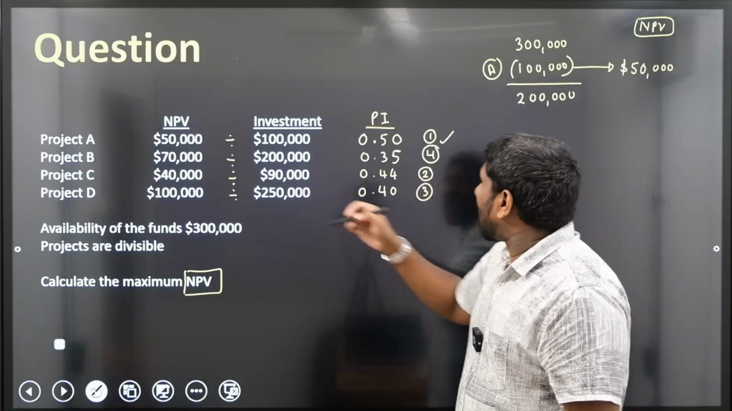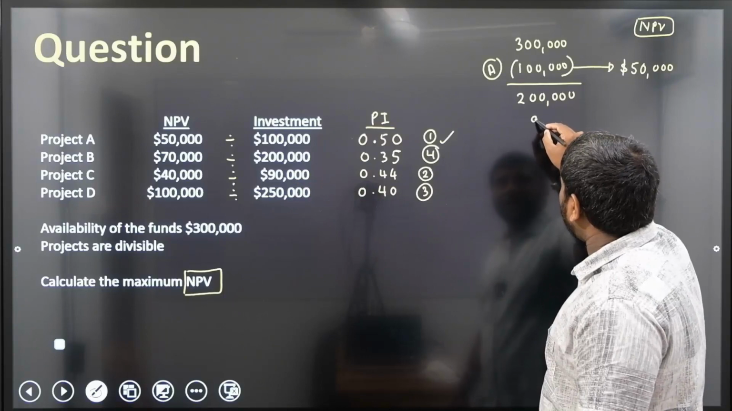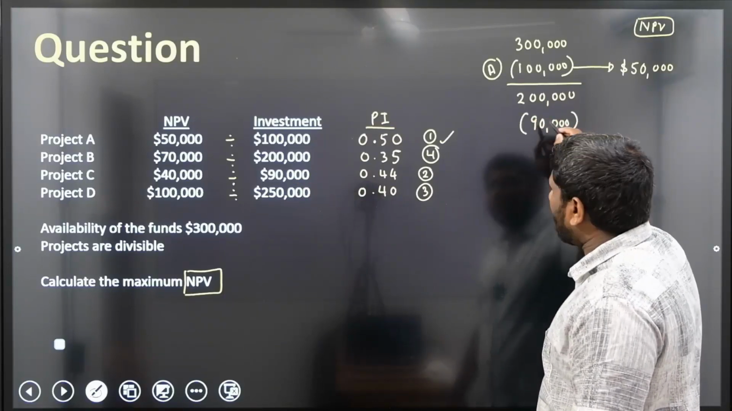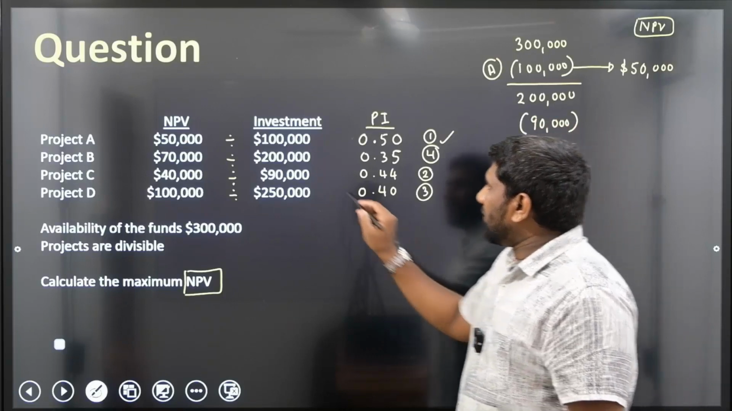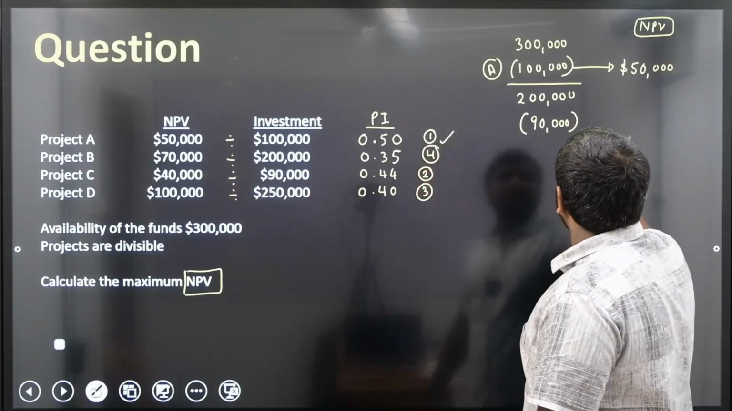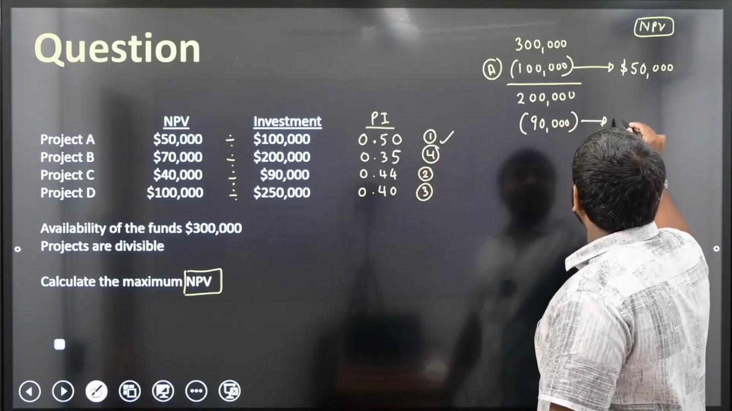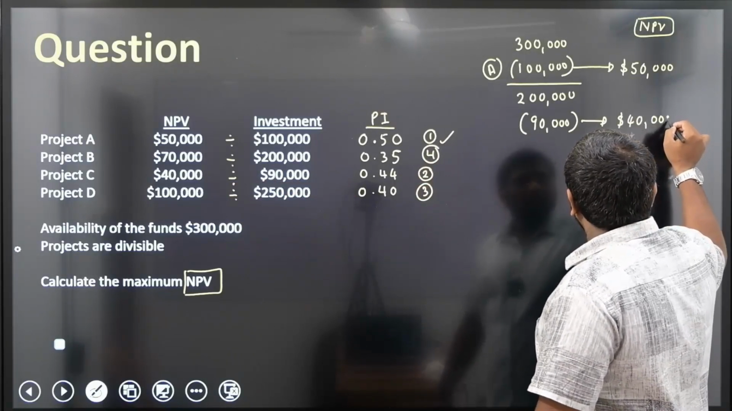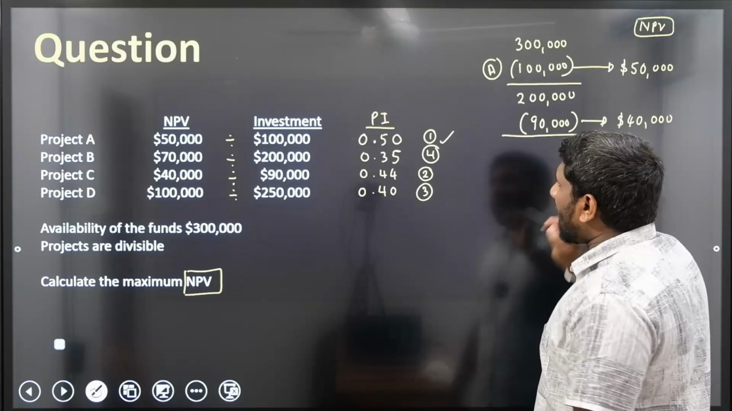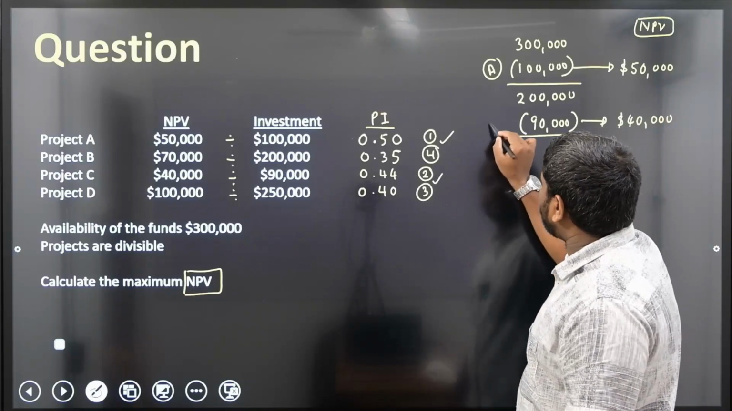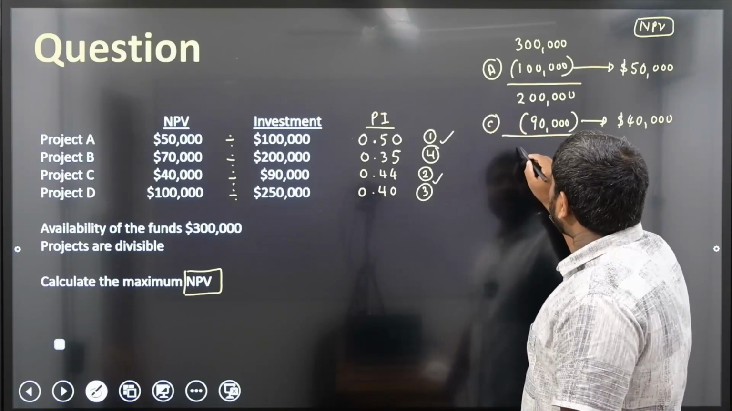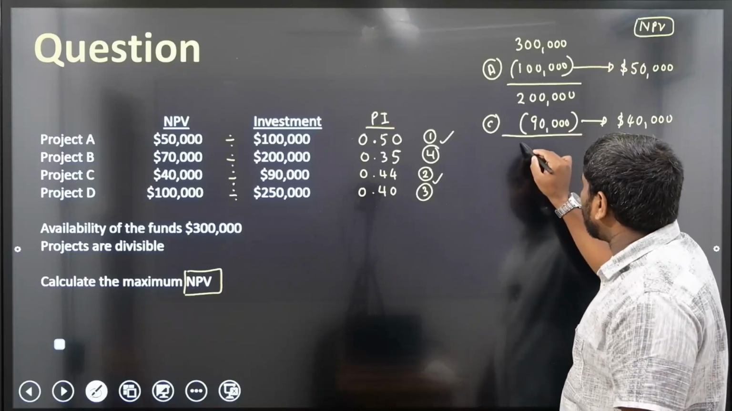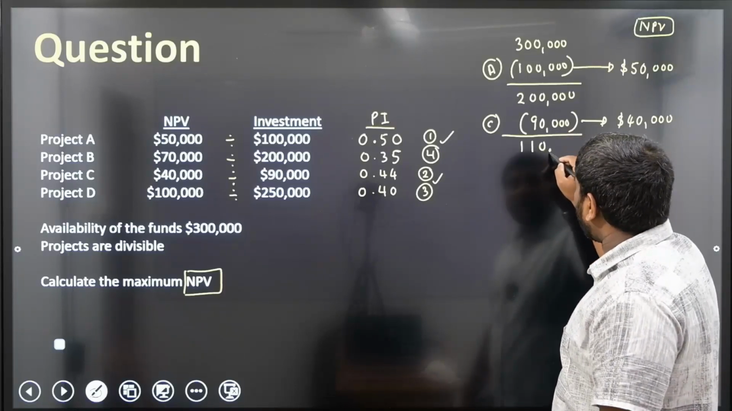For the project C, how much I will have to invest? 90,000. Investment amount is 90,000. By investing 90,000, how much NPV I can generate? I can generate an NPV of 40,000. So we are done with that project also. Then what is the remaining from the 200,000? I have invested another 90,000. So the remaining is only 110,000.